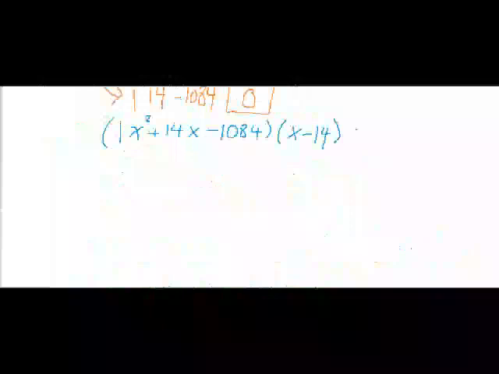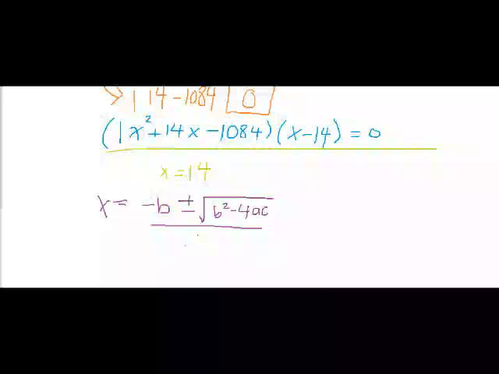Looking at this equation, we already know that one of the x values is equal to 14. Let's use the quadratic formula to find out what the other x value is. We know that the quadratic formula is x equals negative b plus or minus the square root of b squared minus 4ac, divided by 2a. We know that these numbers here are our a, our b, and our c.